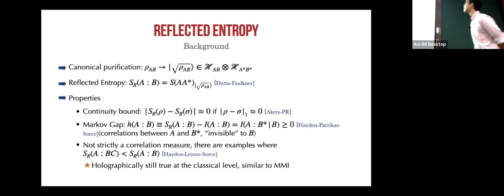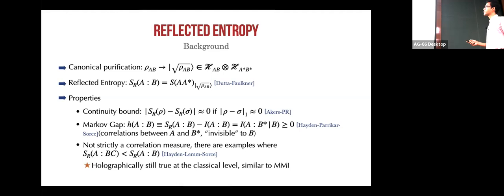Okay, good. So let's start with the reflected entropy. The reflected entropy is defined after considering the canonical purification. The canonical purification is where you take a density matrix on a bipartite system AB, and consider the square root of that and think of it as a state. This is probably pretty familiar.